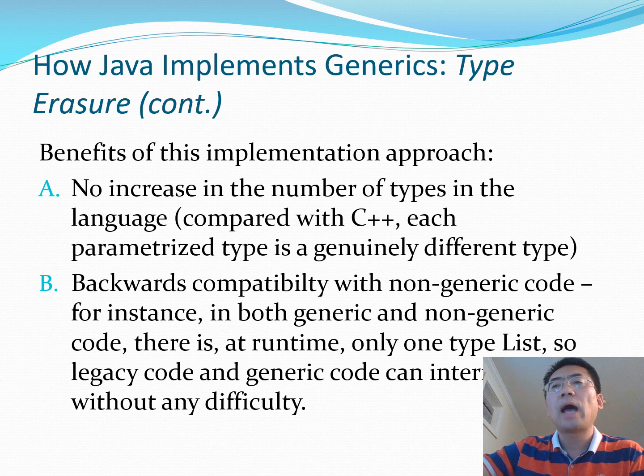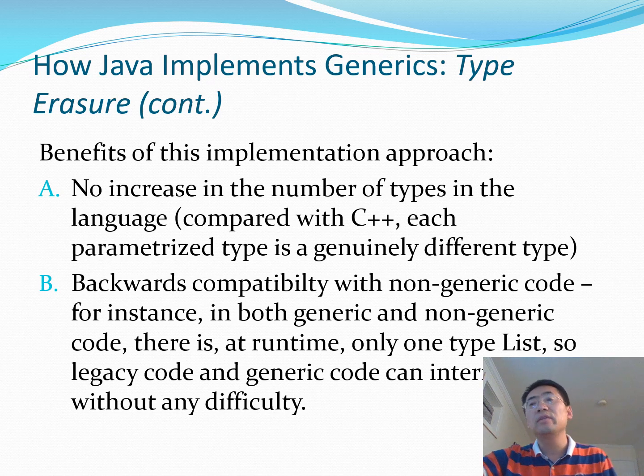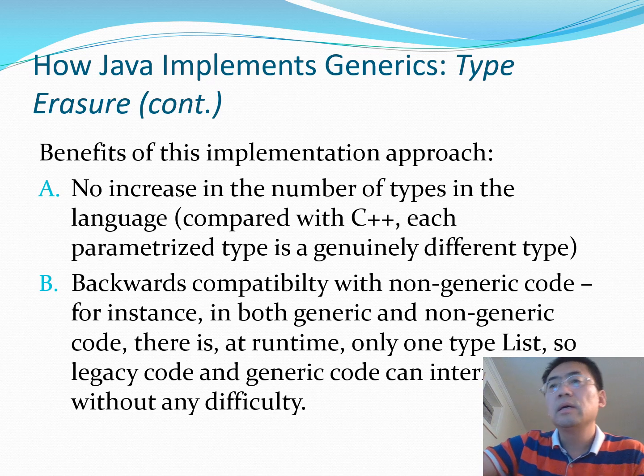Imagine we don't have type erasure for Java. So every type, like list of string, list of employee, list of anything, would be a different type. If that is the case, Java would end up having so many different types. Actually, in C++, this is the way it works. Every parameterized type is actually a different type.